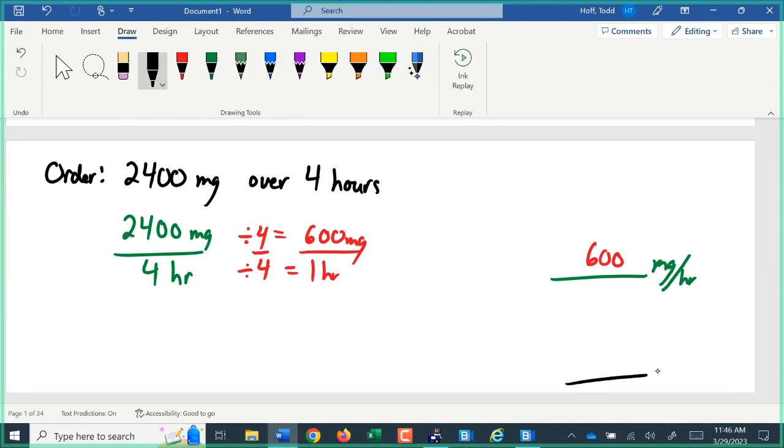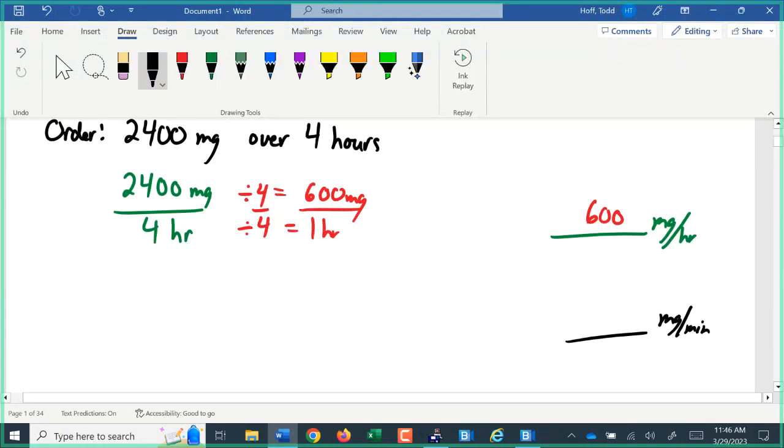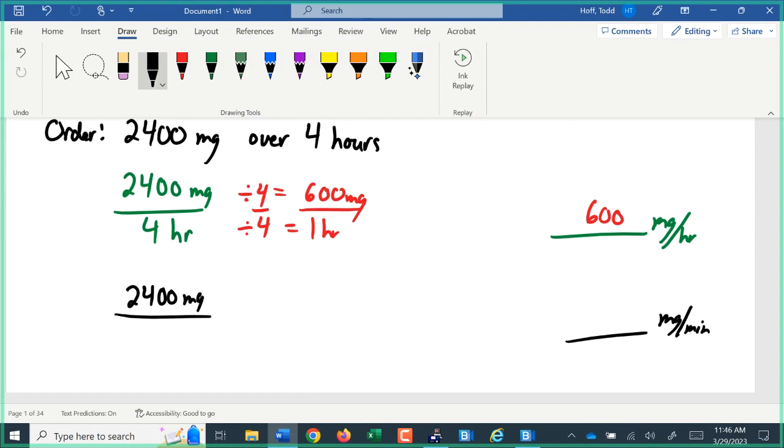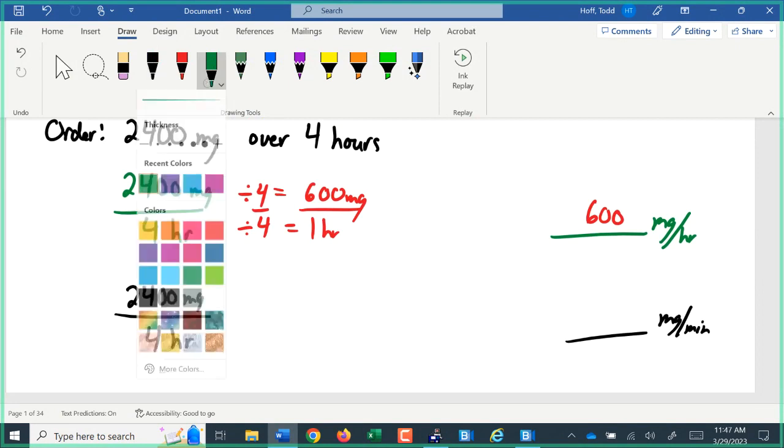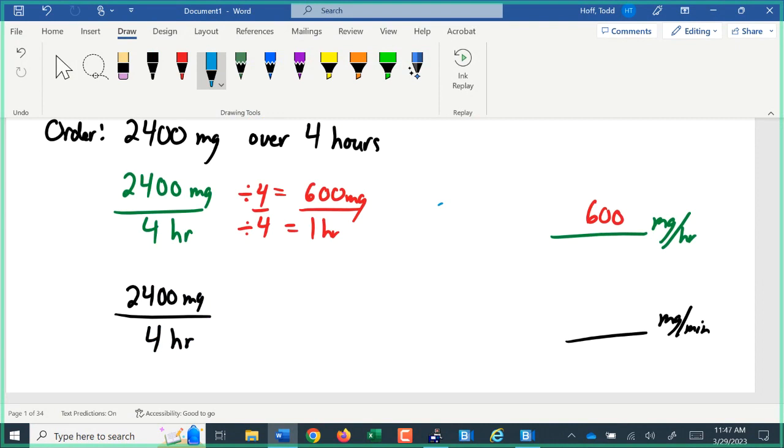If we were doing it into milligrams per minute, we would start with the 2,400 milligrams over 4 hours again. And we need to get rid of the hours. Now, typically when I see time, I try to convert the time first. So here we have to turn the hours into minutes. So let's do that conversion. I'll put hours on top, minutes on bottom. And of course, 1 hour is 60 minutes. The hours cancel out. Now we have milligrams on top, and that is what we want. Minutes on bottom, and that's also what we want.